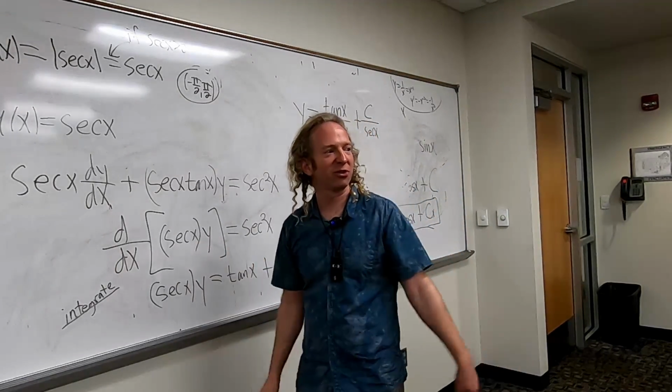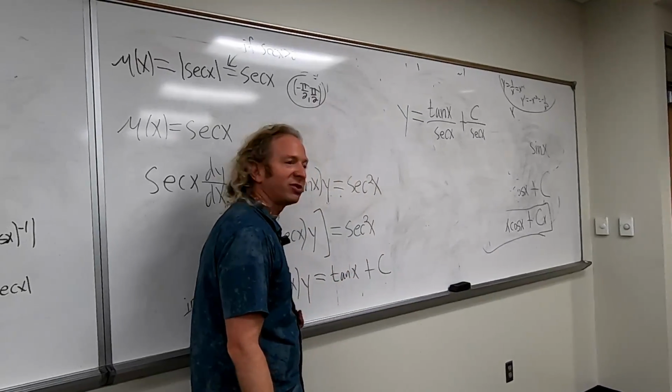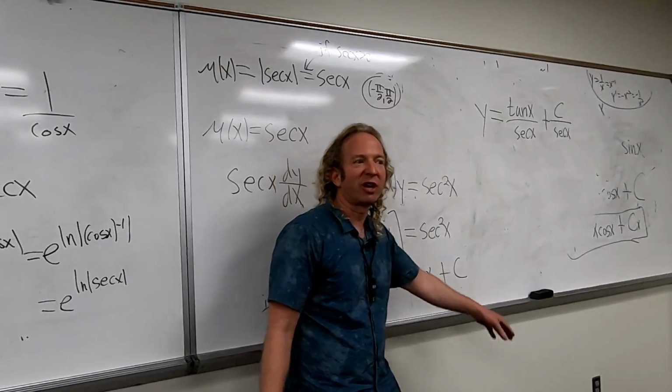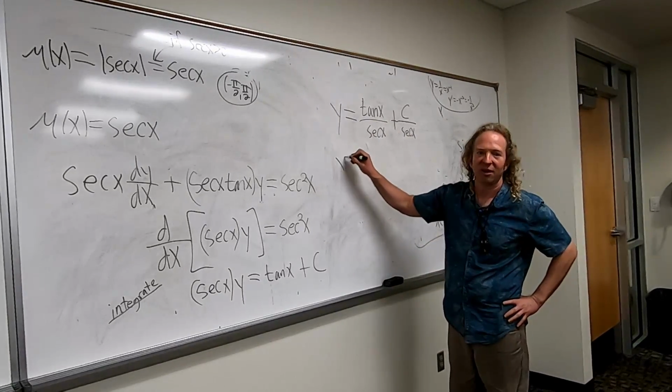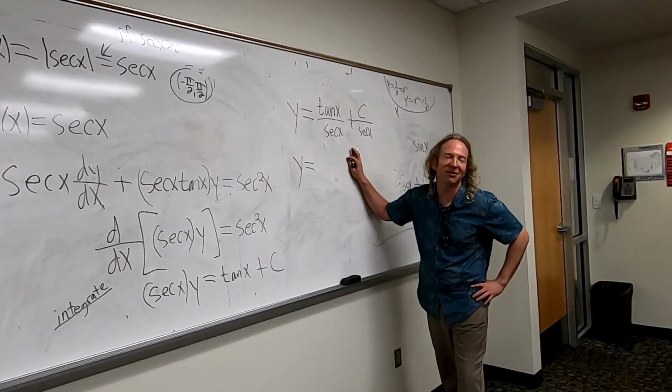Yeah, it would have been easier to do it the cosine way. Write it as 1 over cosine, sine over cosine, then multiply by cosine. Oh, okay. Yeah, it's a cleaner answer. I'm going to clean it up. Do you leave it like that? Yeah, I guess you could leave it like this.